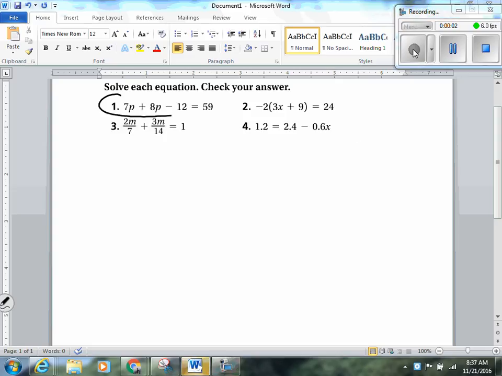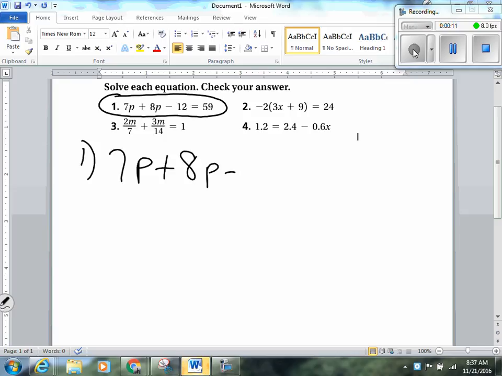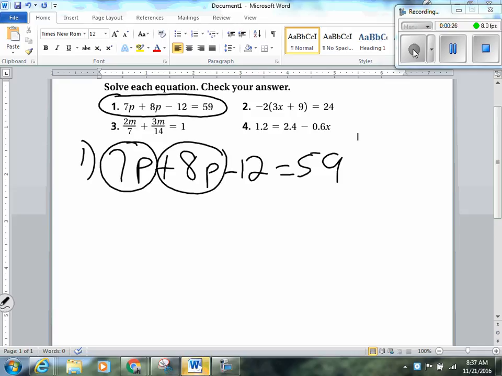Okay, so let's take a look at number 1. So I'm going to rewrite that over here. We have 7p plus 8p minus 12 equals 59. Again, whenever I do this type of problem, I want to circle the number with the letter and draw my wall. Notice that we have 2 circles on the same side.